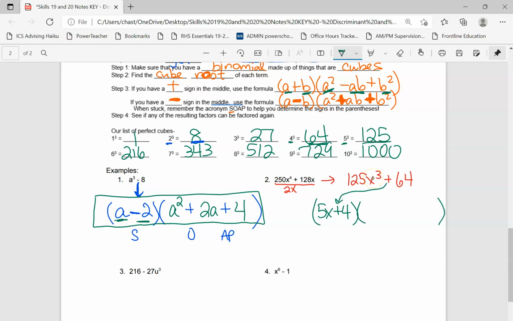Now I'm going to fill in my sign. So if this was the same sign, I put the opposite sign here, and then always positive here. Square the 5x. 5x times 5x is 25x squared. Multiply 5x times 4 to get 20x, and then square the 4 to get 16. So that's the factoring. Don't forget about the 2x we factored out at the beginning, and there we go.